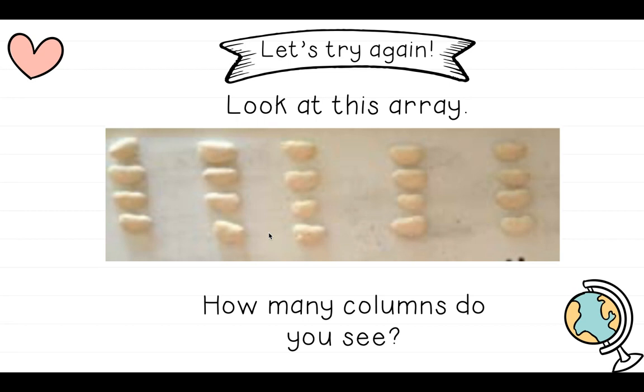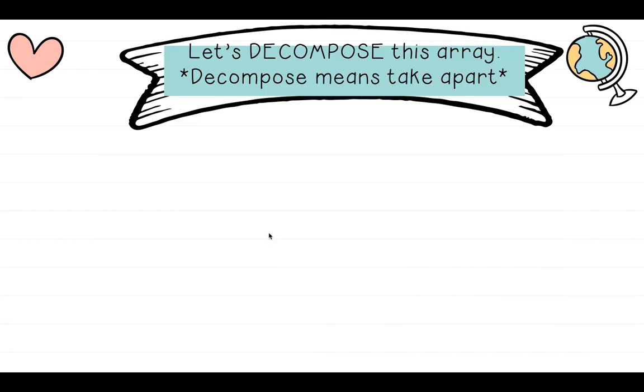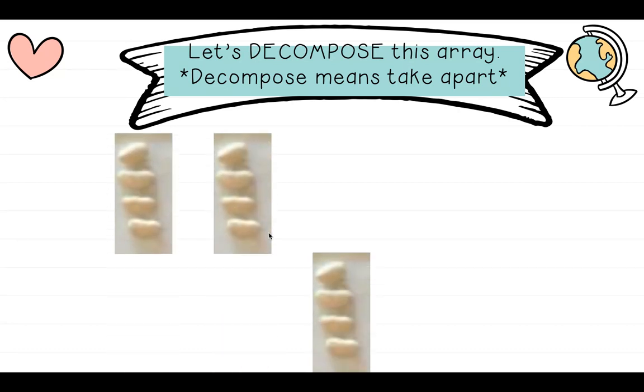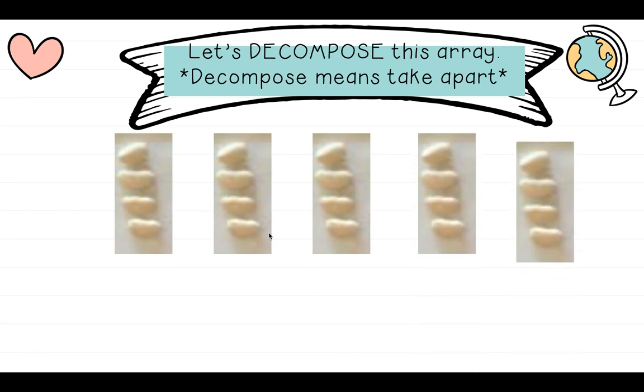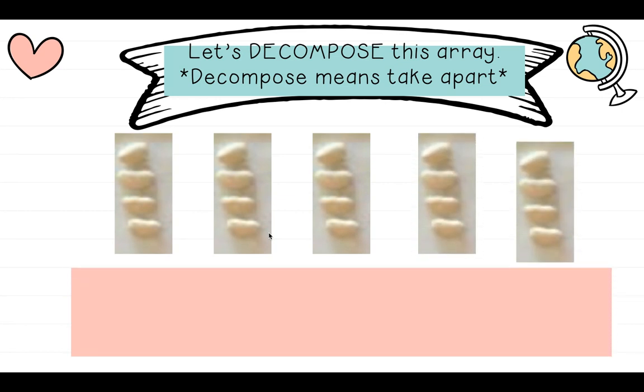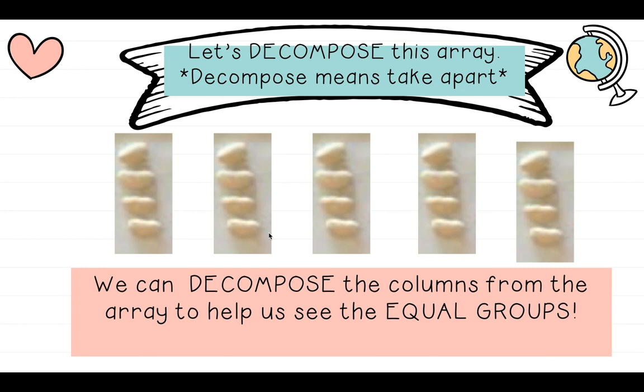So how many columns do you see? Did you figure out the answer? And how many are in each column? Let's decompose this array. Remember, decompose means to take apart. We're decomposing to help us see the equal groups. So see how we kind of took it apart to help us see the equal groups? So we can decompose the columns from the array to help us see the equal groups. So how many groups do you see?